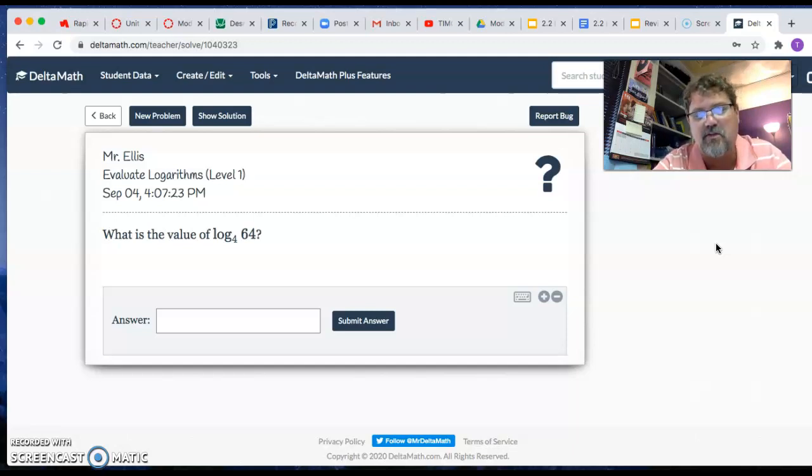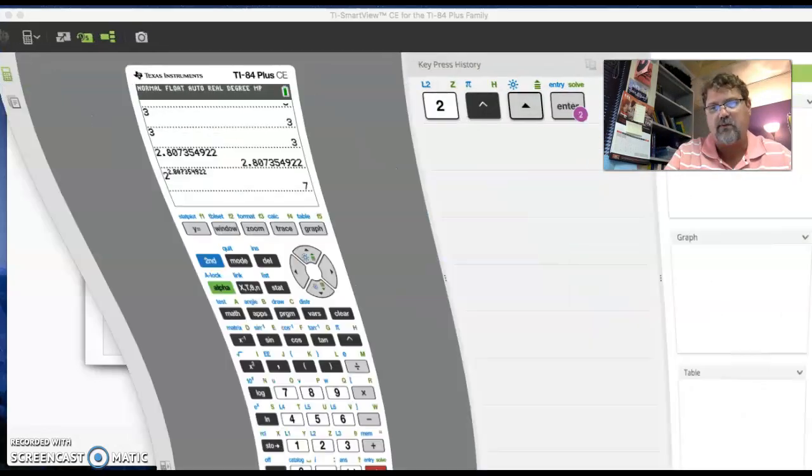There's a couple of ways you can do this. One would be by hand. 4 to what power is 64? That's what that would mean. Or do it with a calculator. Well, we know 4 squared is 16, times 4 is 64, so it is 4. But let's go to the calculator and see what we get.